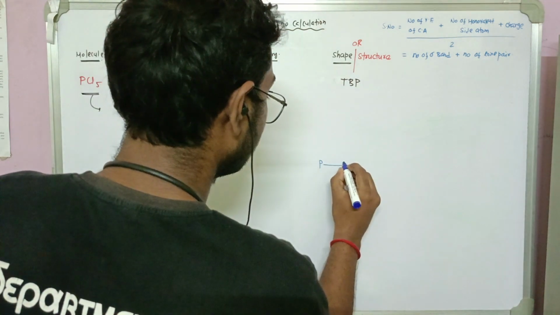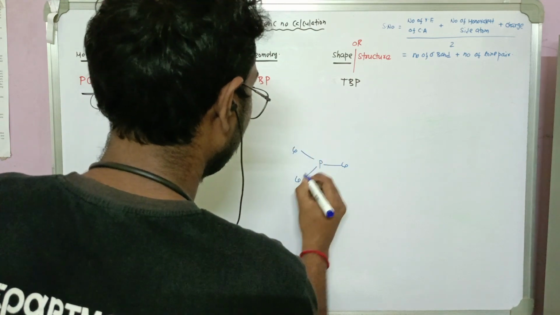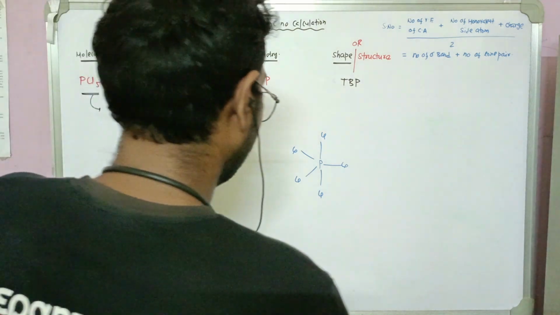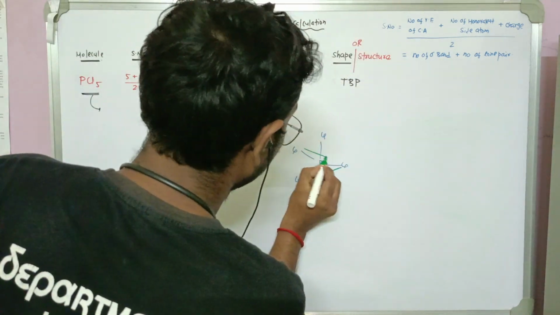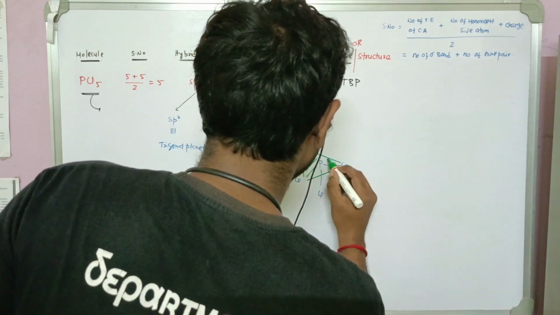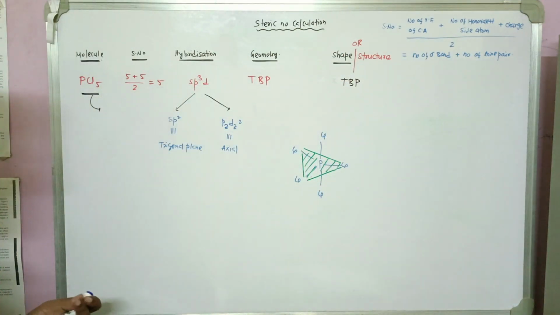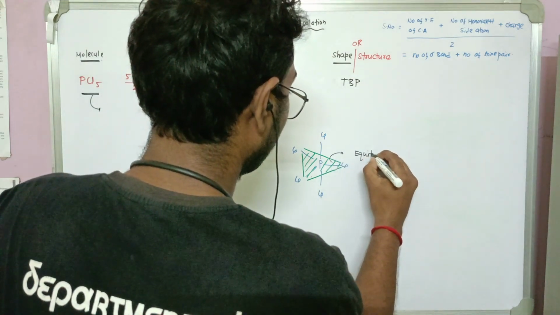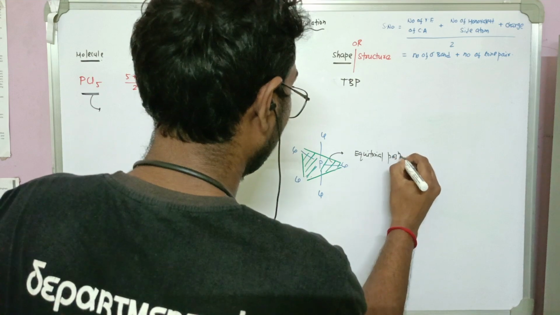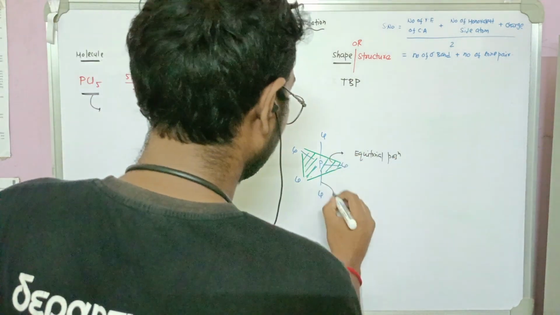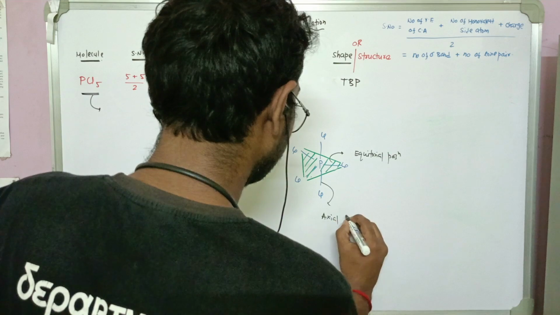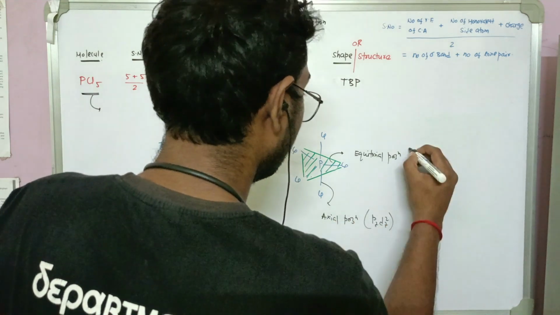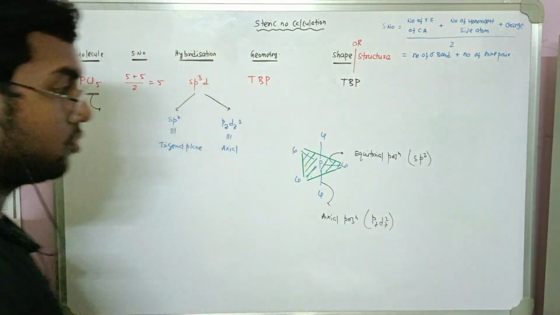Now for PCl5, let's suppose this is the PCl5, and this is the triangular plane, and these positions are called equatorial positions. All three sigma bonds are called equatorial bonds. These are called axial bonds or axial positions. The axial position is formed from the hybridization pz dz square. The equatorial position is formed from the hybridization sp2.